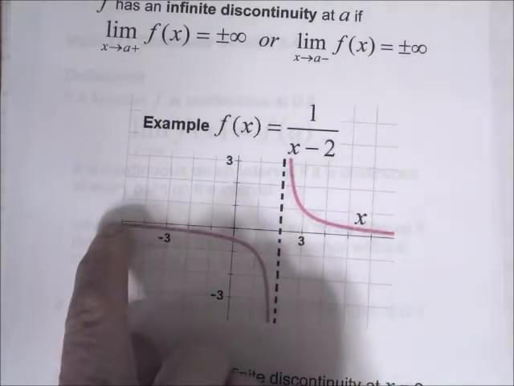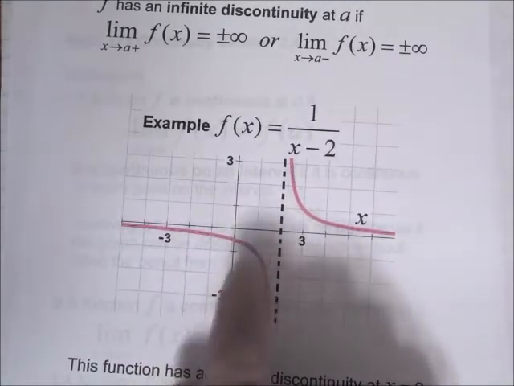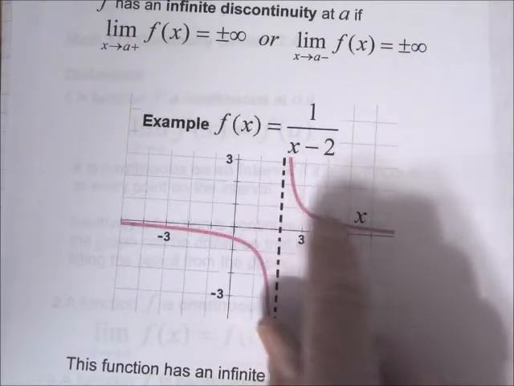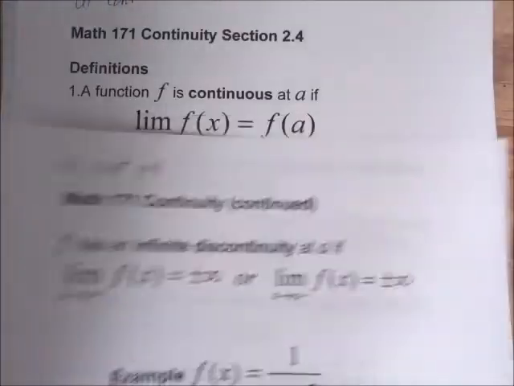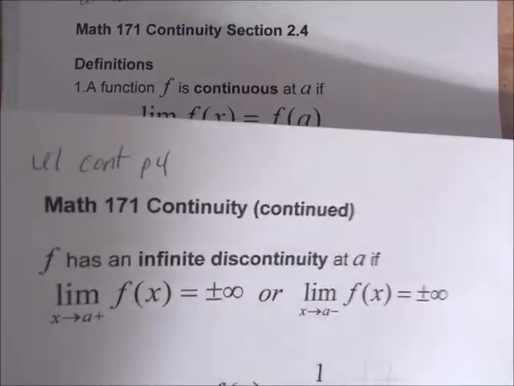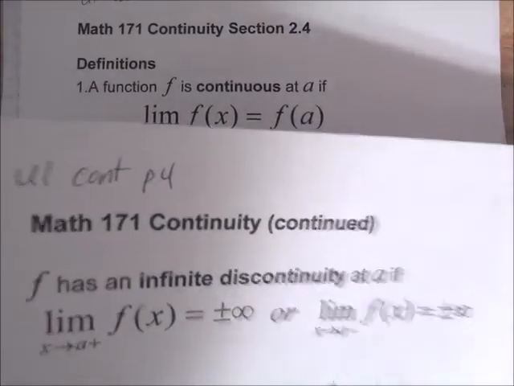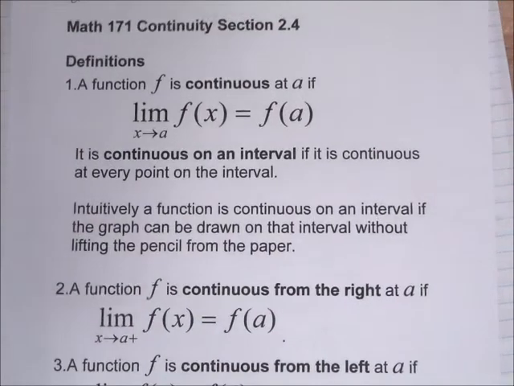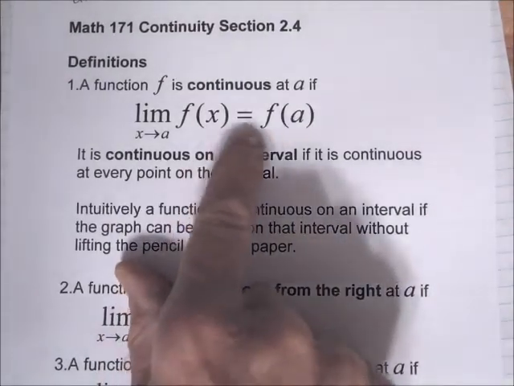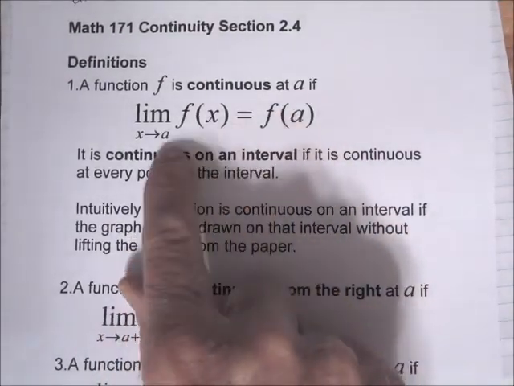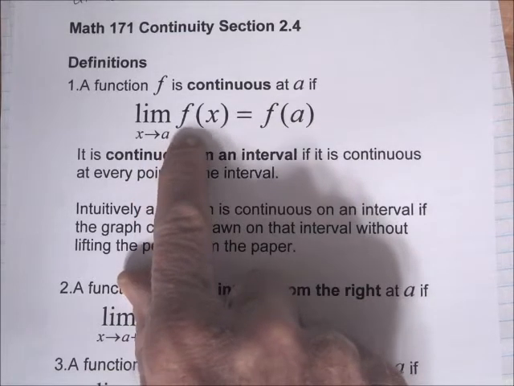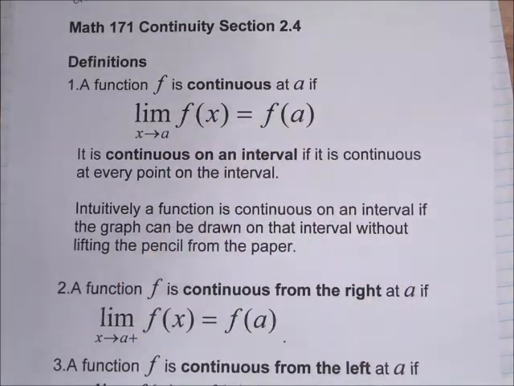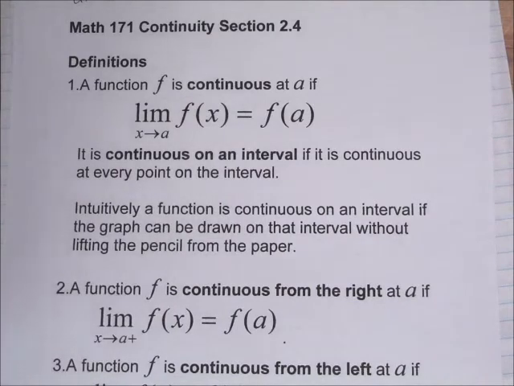It's continuous from minus infinity up to 2, and it's continuous from 2 to infinity, but we have a little break in the graph at 2, where it's discontinuous. More formally, we say a function f is continuous at a number a if the limit as x goes to a of f of x is equal to f of a. And a function is continuous on an interval if it's continuous at every point on the interval.